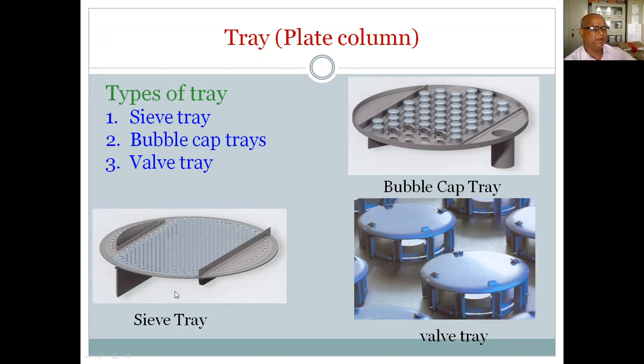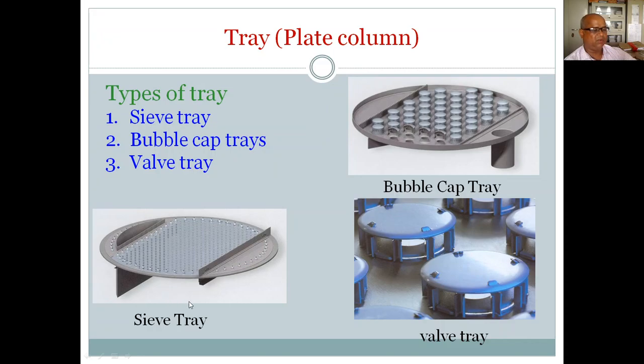So the gas is coming from the bottom. So there will be, and this will be the liquid hold-up. How much up to this? This is called air. Okay. So air, then it will come up to the next tray through these holes. So if you see, this is the thing, 3 dimensional, it will come to the next tray.